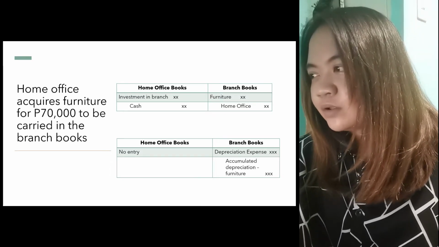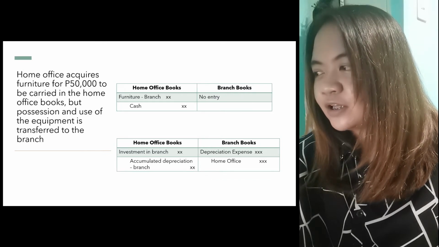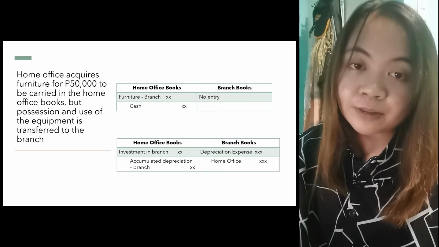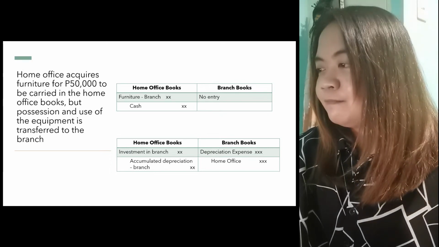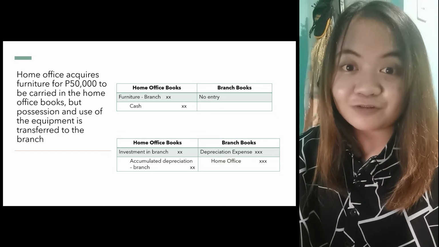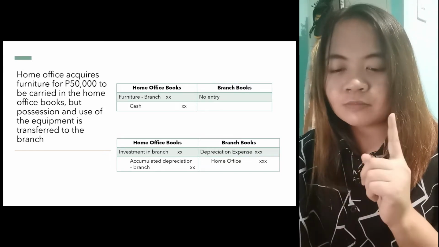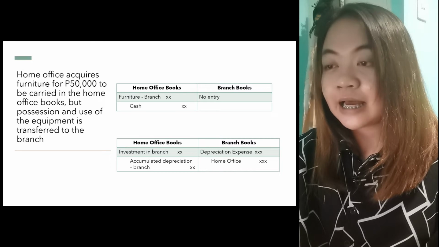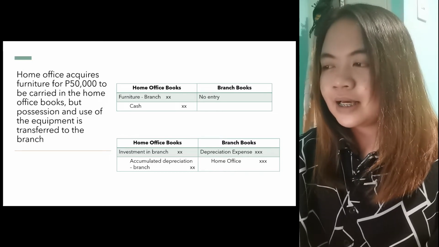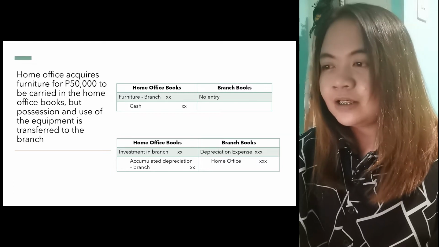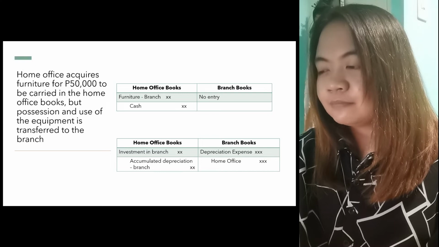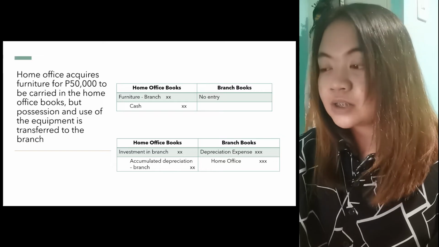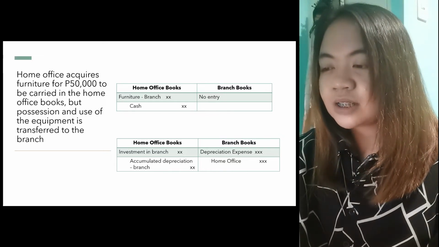Okay? This one, home office acquires furniture for 50,000 to be carried in the home office books, but possession and use of the equipment is transferred to the branch. Ang bumili ay home office, pero ang gagamit ay branch. Okay? So, siya ay nakalagay sa home office books. So, nakalagay, debit, furniture, branch, then credit, cash, kasi siya yung bumili. So, kaya, naka-indicate na naka-branch siya. Then, sa branch books, no entry. And then, we have home office books investment in branch, debit, then credit accumulated depreciation as reduction sa investment, and then debit depreciation expense, credit home office.